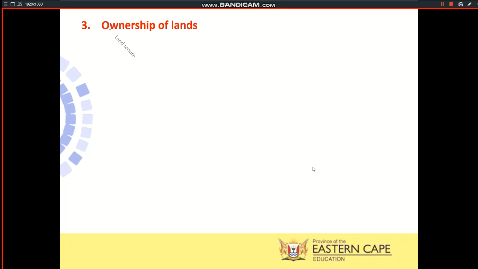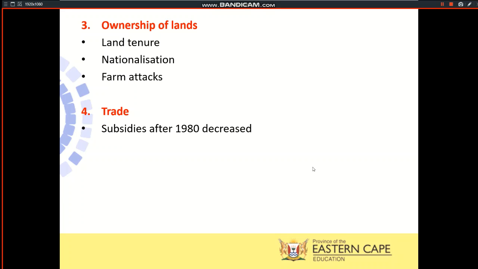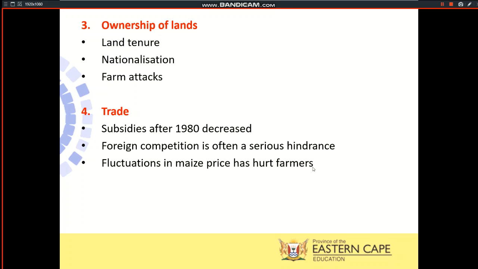The ownership of land, we have a problem with land tenure, which we already spoke to you about under settlement geography. Nationalization, farmer tax, it's common in South Africa. Then trade: subsidies after 1980 decreased, foreign competition is often a serious hindrance, fluctuation in maize price has hurt farmers.